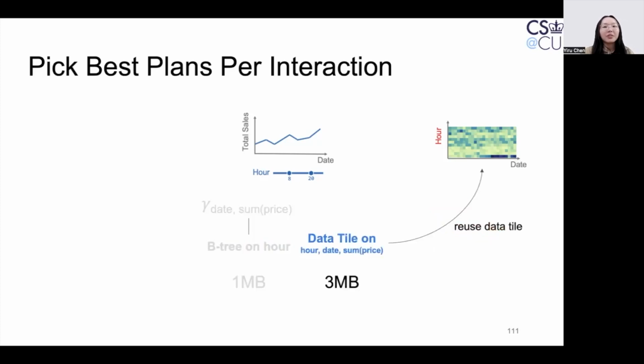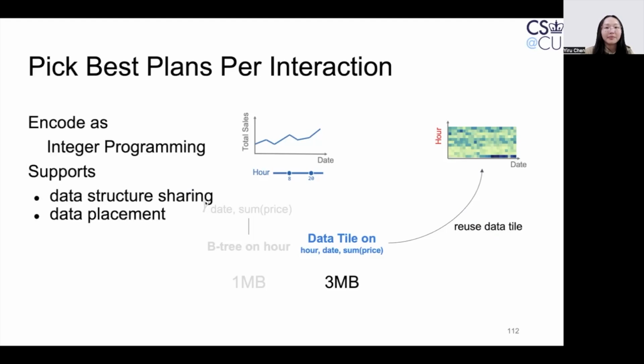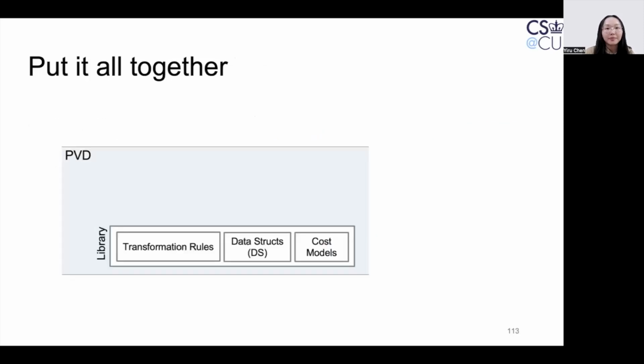However, we could reuse the data tile to accelerate the heat map as well, since the data tile is capable of computing this kind of materialized view results. So if we choose the data tile only, we only need 3 megabytes. In general, how we find such a data structure sharing opportunity is by using integer programming, and we assign each data structure a variable and encode the problem as integer programming, which supports the data structure sharing and also decides the placement as well.